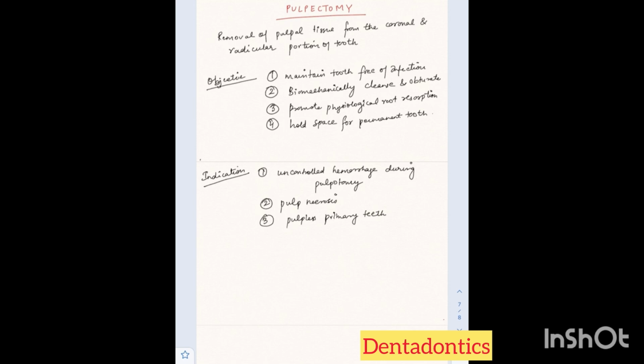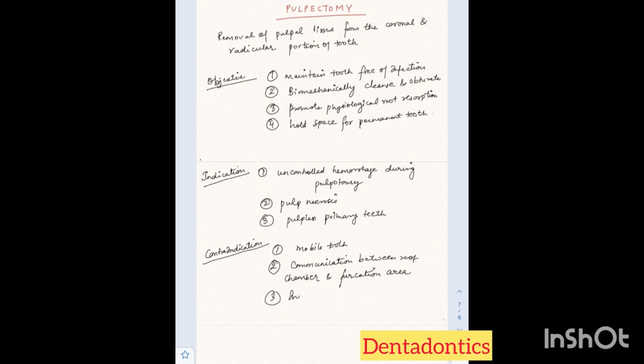Coming to the contraindications of pulpectomy, it should not be done in those cases where the tooth is mobile or the tooth has periodontal disease, or if there is a communication between the pulp chamber floor and the furcation, and if there is insufficient tooth structure to isolate the tooth by rubber dam. So pulpectomy can be single visit or multiple visit.